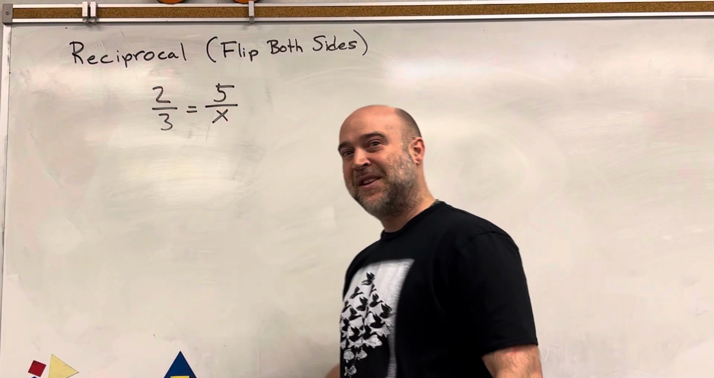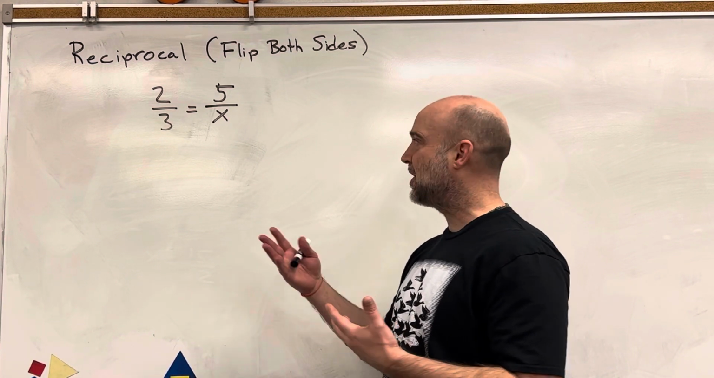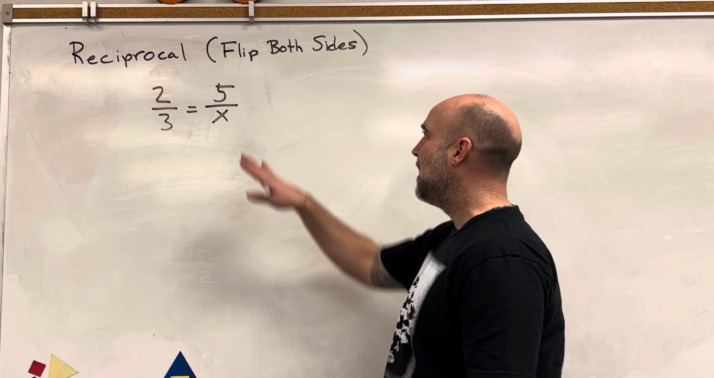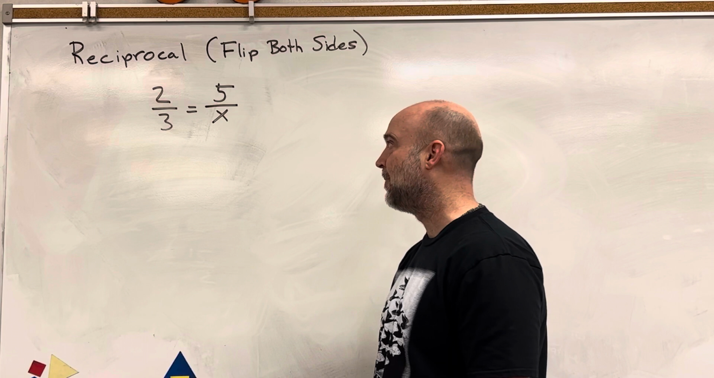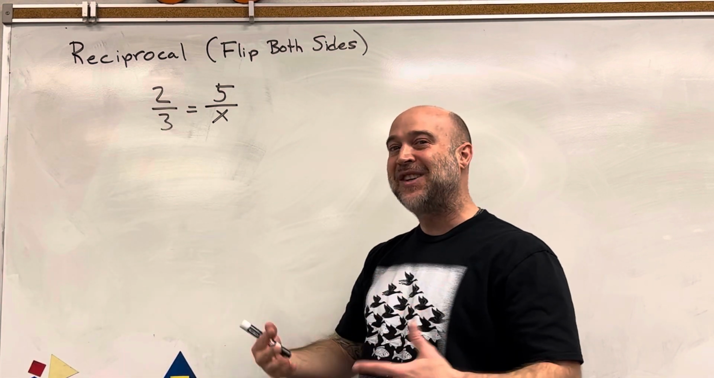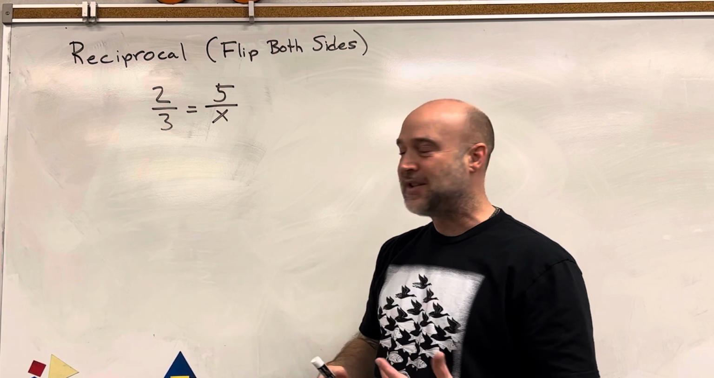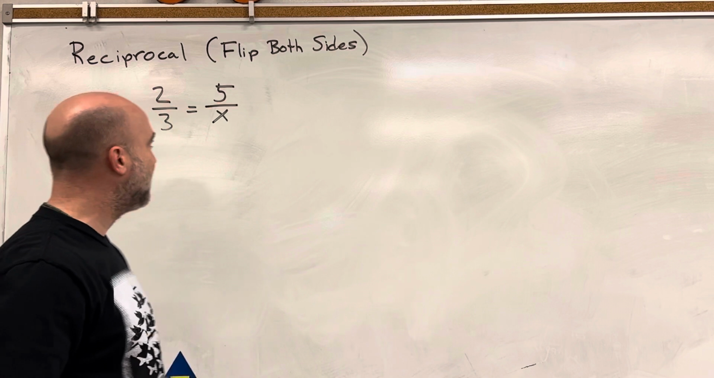The next method we will look at is the reciprocal method. In this case, there are a couple of different versions of the reciprocal method. We're going to focus first on the flip both sides method of reciprocal. Well, reciprocal means flip, and what you do to one side, you have to do to the other. So in this case, it's a real shortcut, a straightforward way of getting x out of the bottom.